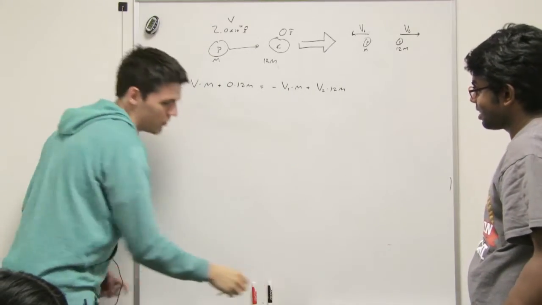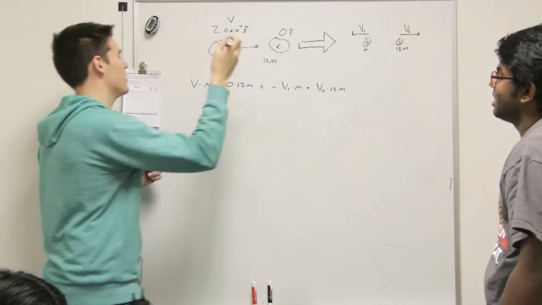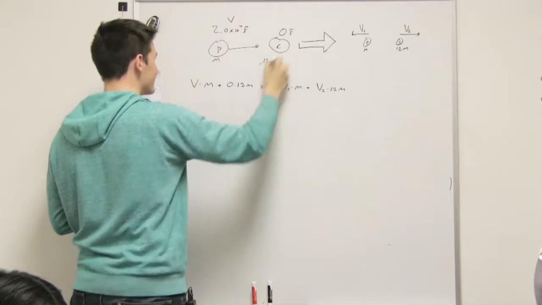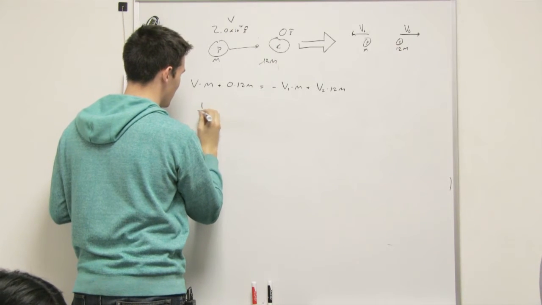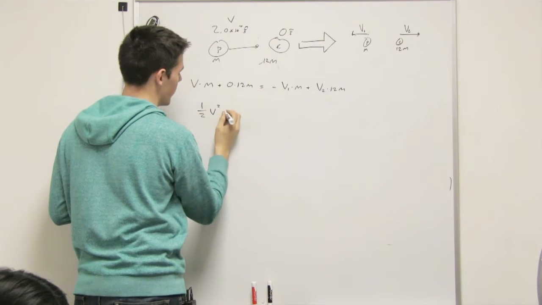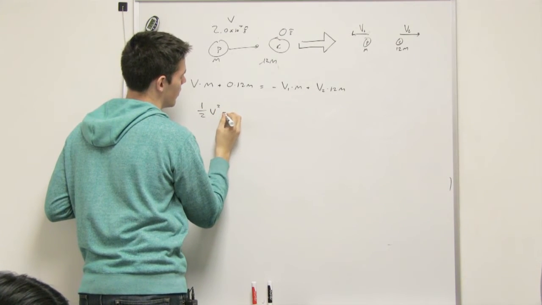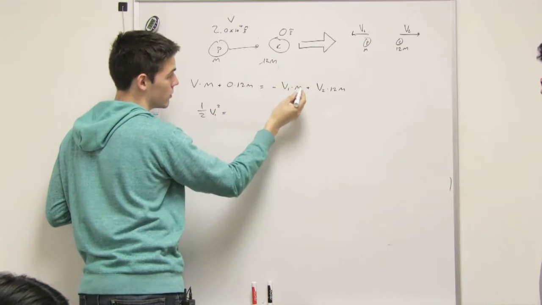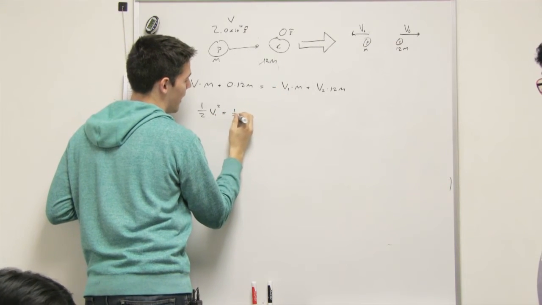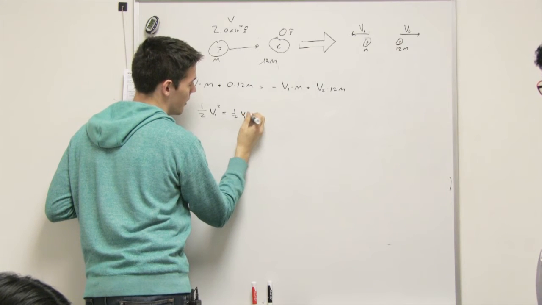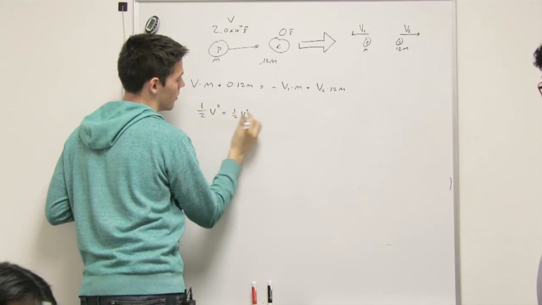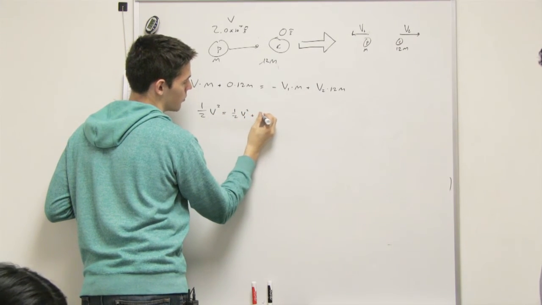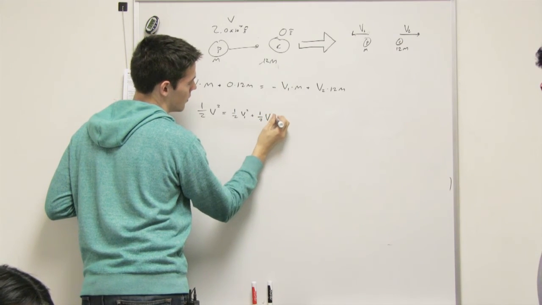For your energy equation, you need a beginning and an end. Your beginning energy is 1/2 m v initial squared. And that is equal to your 1/2 m v1 squared plus 1/2 12m v2 squared.